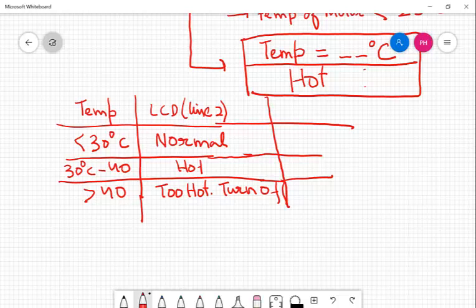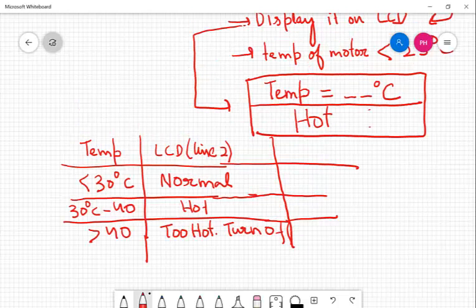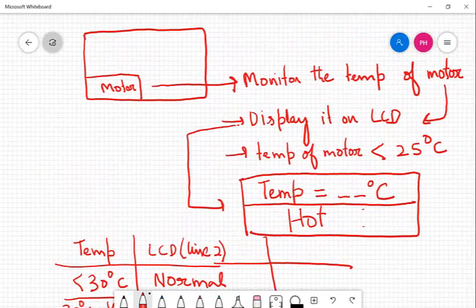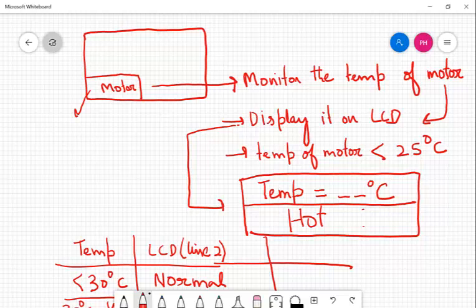Then we have another thing, the microcontroller that's actually monitoring the temperature. We might have a temperature sensor here, attached to the motor. The temperature sensor might give data to, there might be a signal conditioning module, and then it must give data to an ADC, and this ADC will be giving data to the microcontroller. Microcontroller, after processing it, displays it on LCD.